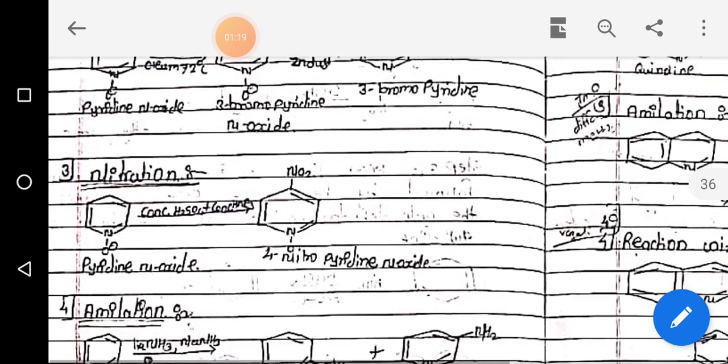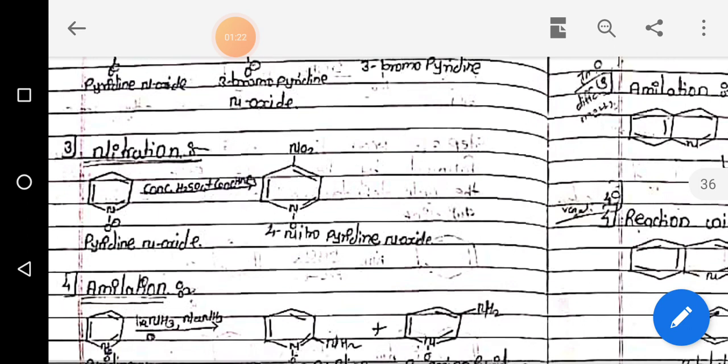The next reaction we covered in yesterday's lecture is the nitration reaction. In the nitration reaction, we take the starting material as pyridine N-oxide. On the arrow we have used the nitrating agents, and the well-known nitrating agent is concentrated H2SO4 along with concentrated HNO3. So the nitration takes place at the para position, that is 4-nitropyridine N-oxide. This is all about the nitrations.